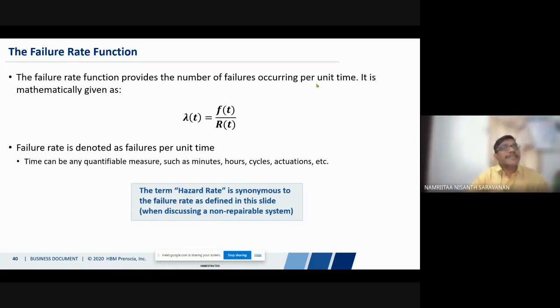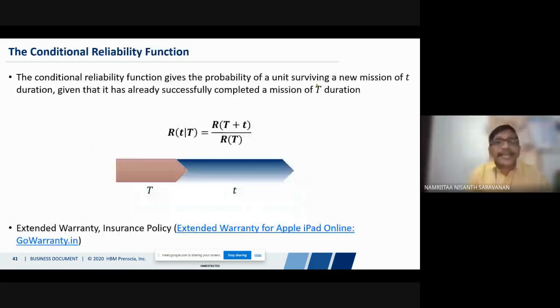Okay. Then another function is conditional reliability calculation. This is very, very important for the industry to think about the extended warranty policy and the insurance policy for the human being and the insurance policy for the product as well. Conditional calculation. What do you mean by that?